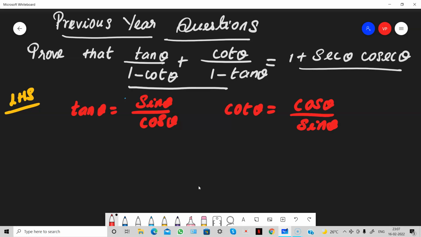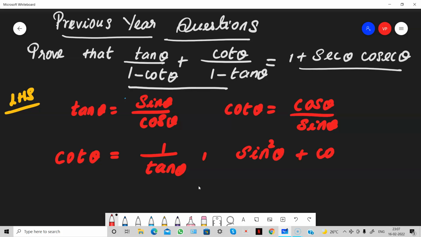Then what is the relationship between tan and cot? Both are reciprocals. So cot theta we can write as 1 by tan theta. And the basic first identity is sine square plus cos square equal to 1.